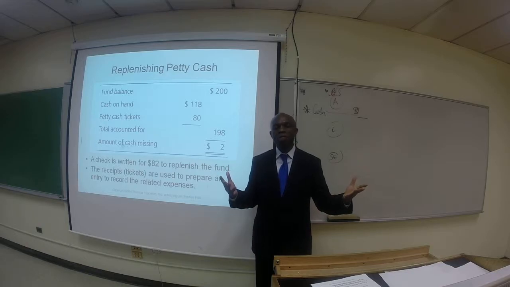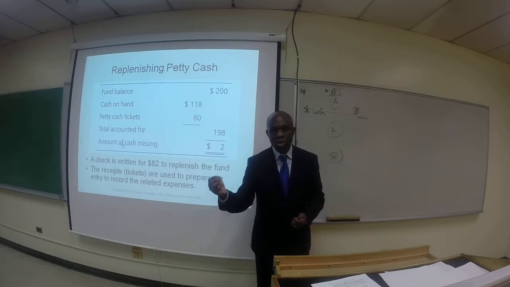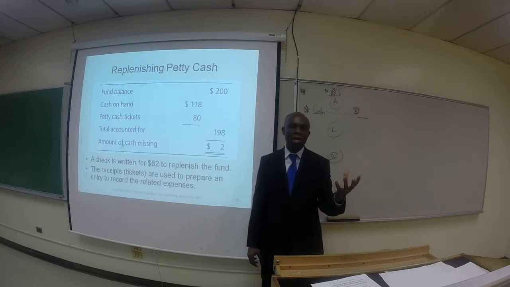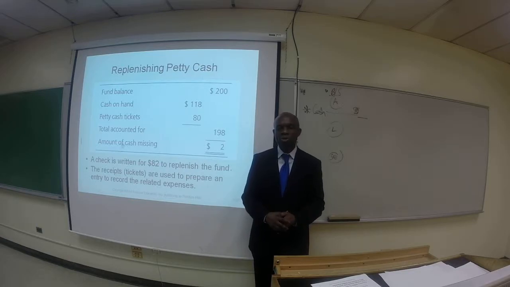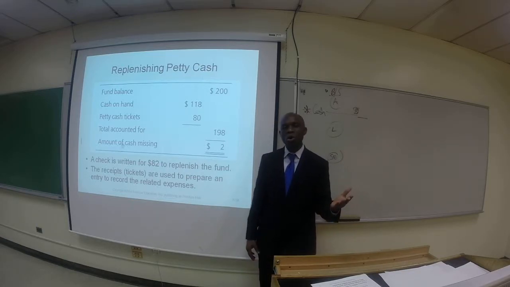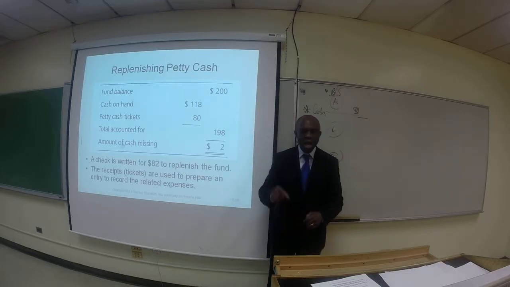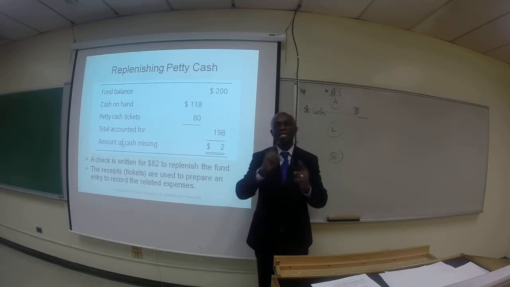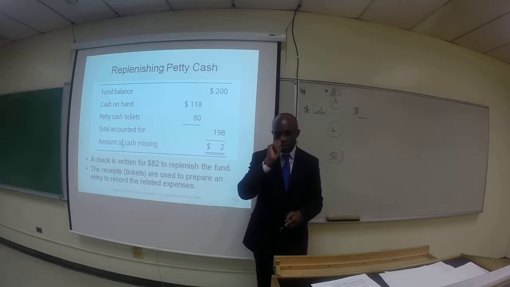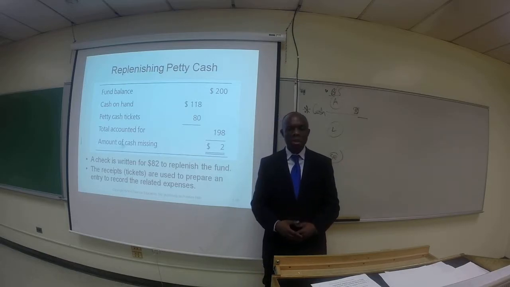So let's take a look at what happens. If we have $200 and $190 has been spent, ordinarily you will have $10 cash and $190 worth of receipt. Out of the $200, if $40 has been spent, then of course the individual should have $160 cash and $40 in receipts. So at the end of the month, our desire is for the receptionist to have exactly the same amount at the end of the month, or at the beginning of the following month. So we call that replenishing petty cash.